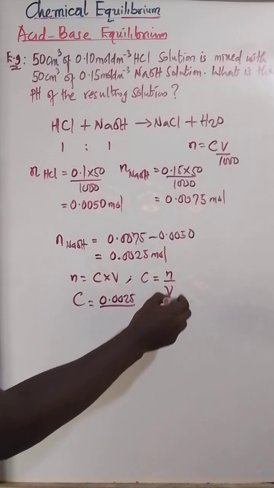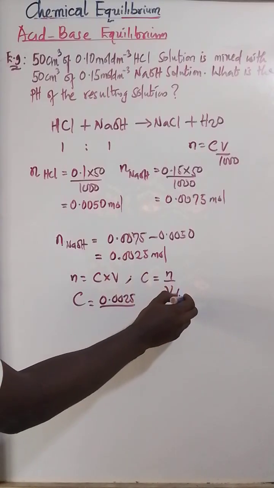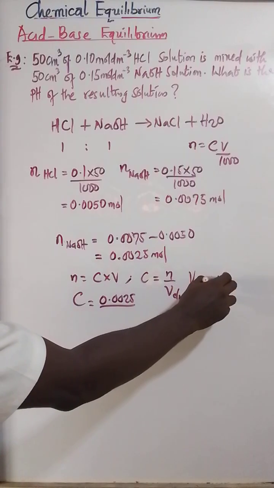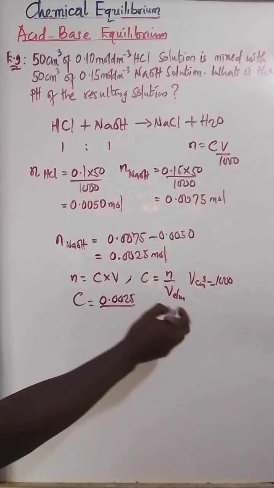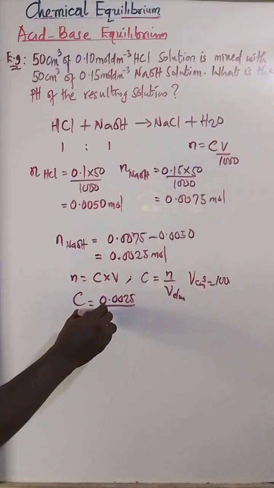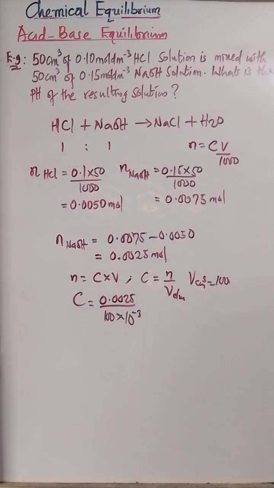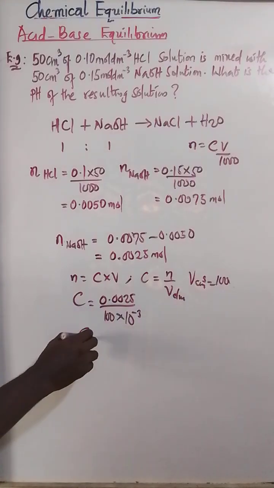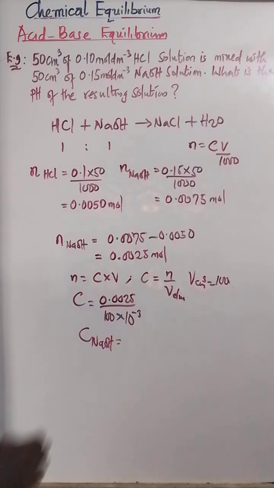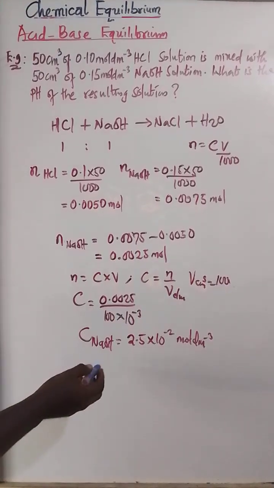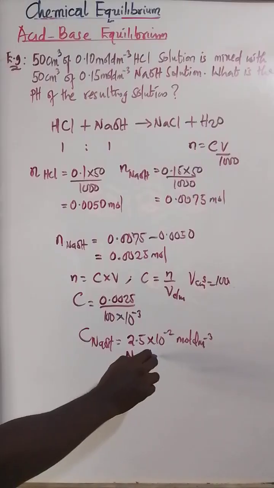So that will be what? 100 cm cube. What I told you, the volume must always be what? dm cube. If you are given volume in cm cube, now the volume in cm cube is 100. Then the volume in dm cube will be what? 100 divided by 1000, or times 10 to the minus 3. So from cm cube to dm cube, divide by 1000 or multiply by what? 10 raised to power minus 3. And from here, we are going to get the concentration of sodium hydroxide to be 2.5 times 10 to the power minus 2.